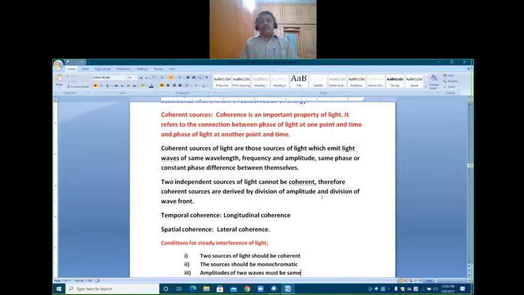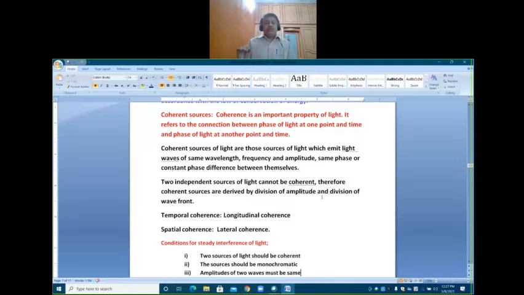So if we take two points from the wavefront, which is divided into two parts, then these two beams will be identical. They will have the same frequency, same color, same amplitude, and constant phase difference or same phase. So indirectly, either by division of amplitude or by division of wavefront, we can get two sources. And there are two types of coherence: one is called temporal coherence, another is spatial coherence. Just mention these two.